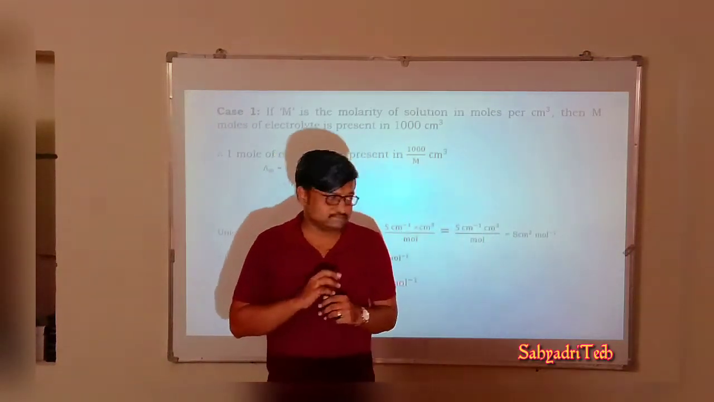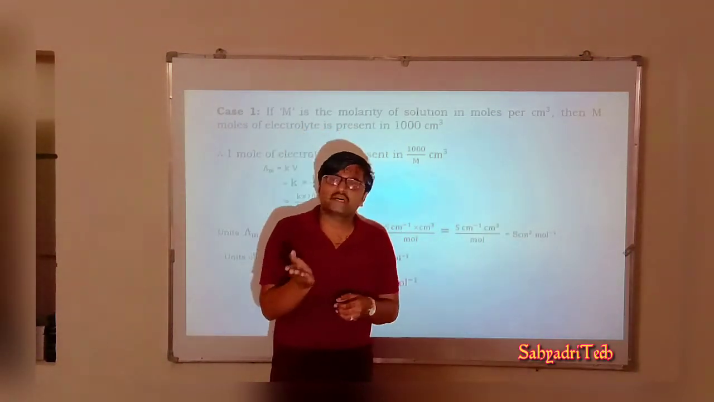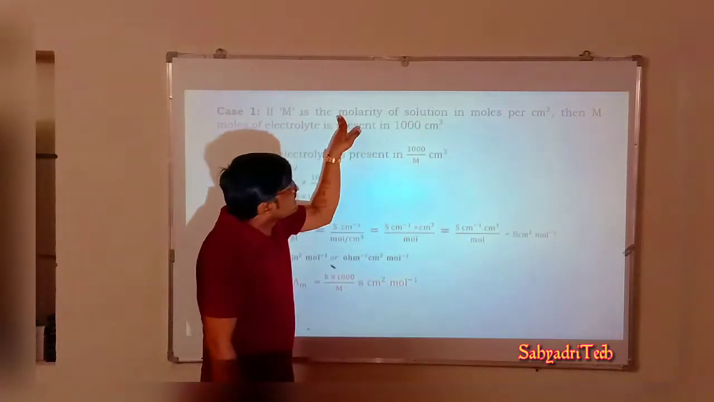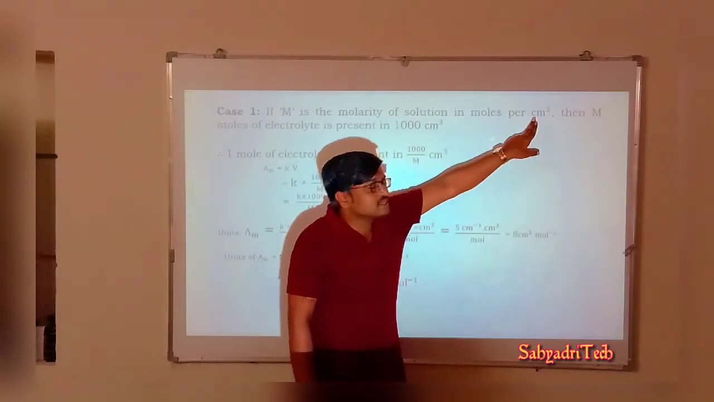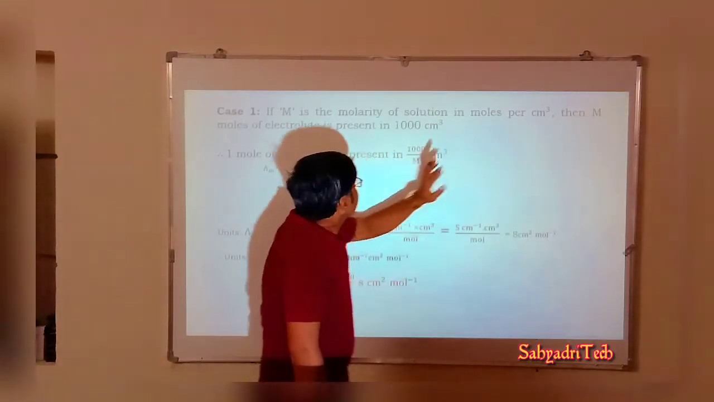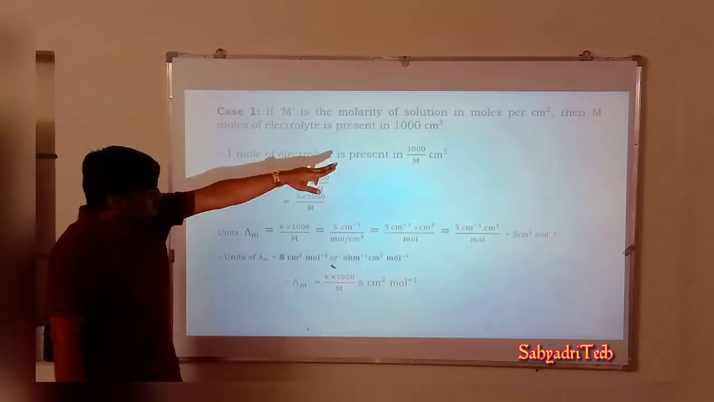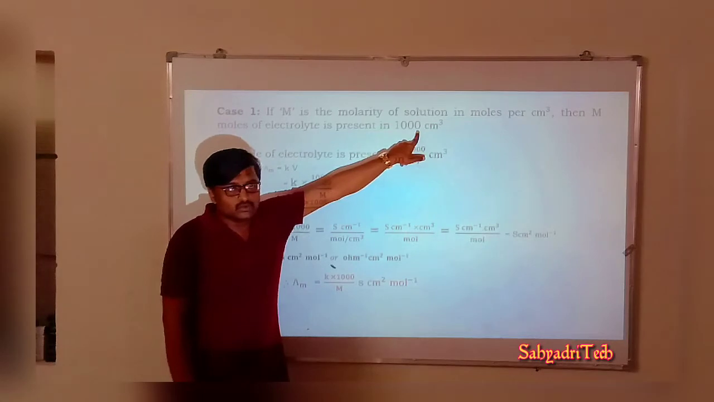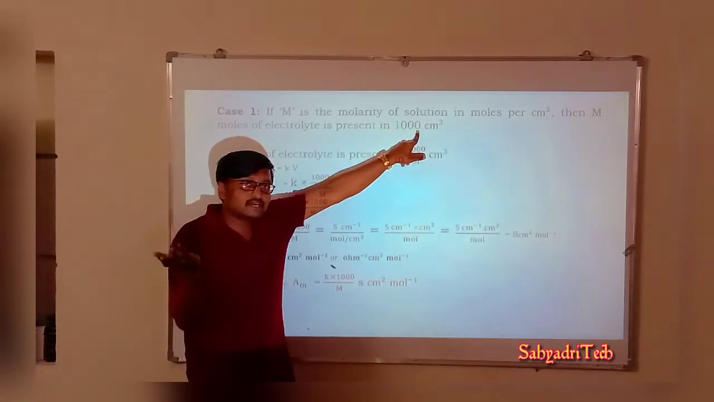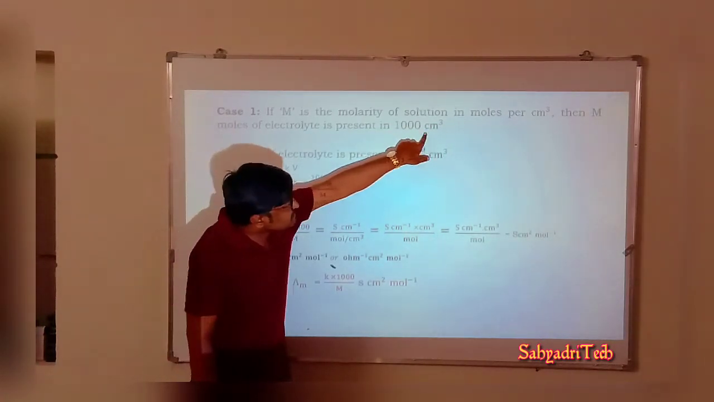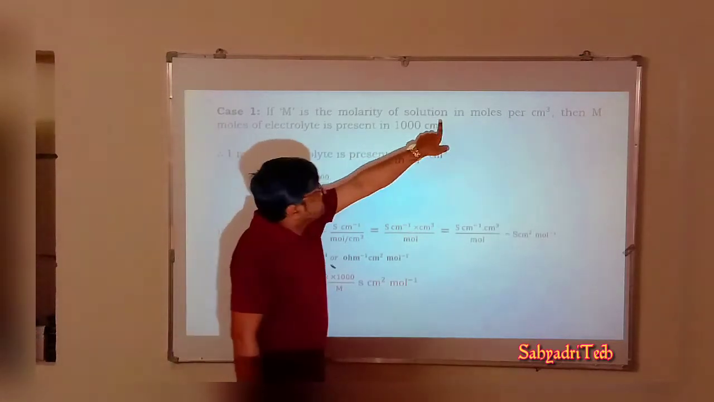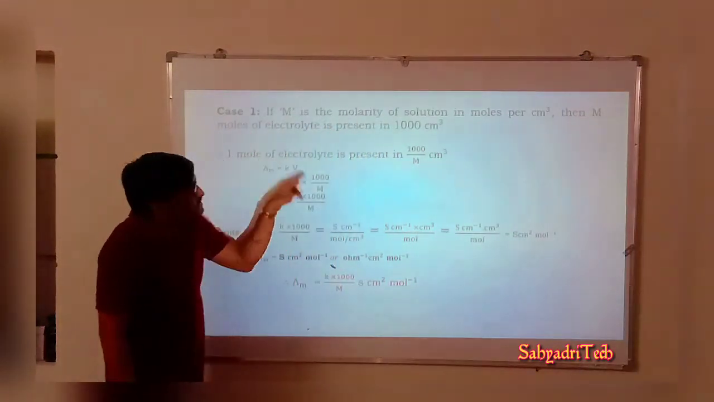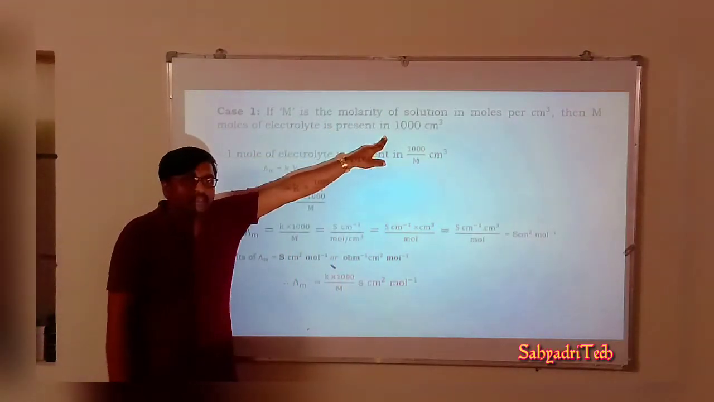Generally, the unit for molarity is moles per decimeter cube, or I can say moles per liter. Now, if molarity is expressed in terms of moles per centimeter cube, then what happens? M moles of electrolyte are present in 1000 centimeter cube. Instead of saying 1 liter, now I am saying 1000 centimeter cube of a solution. That is, M moles per liter means M moles of electrolyte present in 1000 cm cube of a solution.